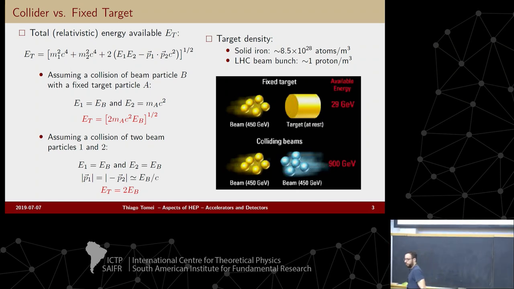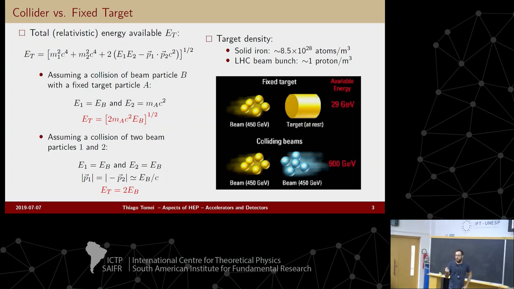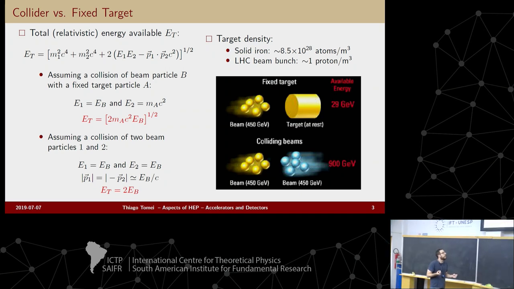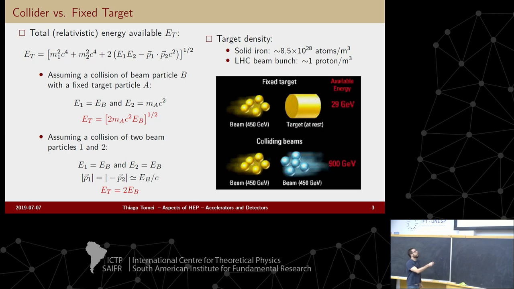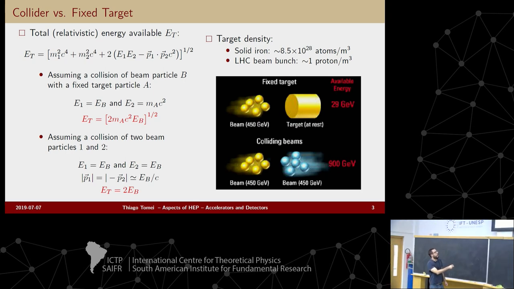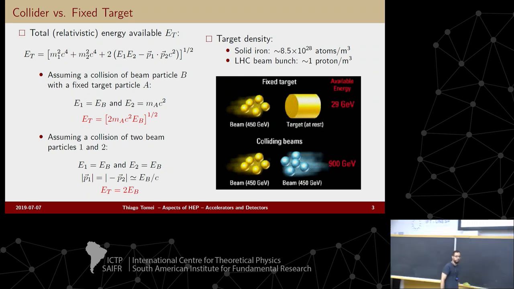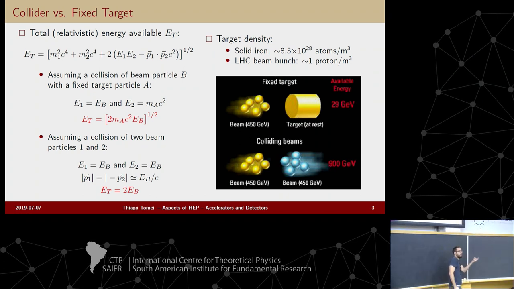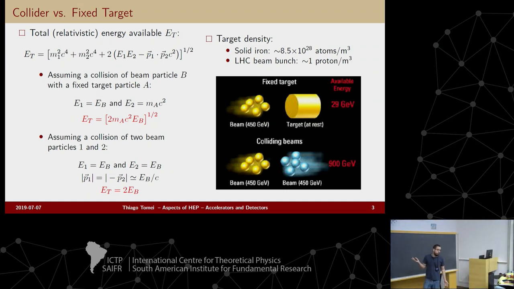The second reason, we will speak more about this later, is that the rate of collisions is proportional to the density of the material that you are colliding on. Solid iron has more or less 9 × 10²⁸ atoms per cubic meter, while the bunches of protons that they let you collide have one proton per cubic meter. And yeah, most of this is just Avogadro's number.